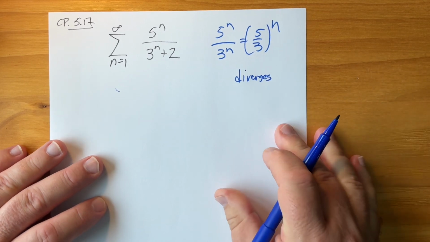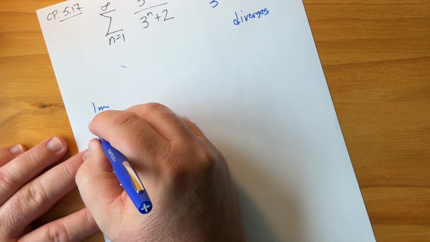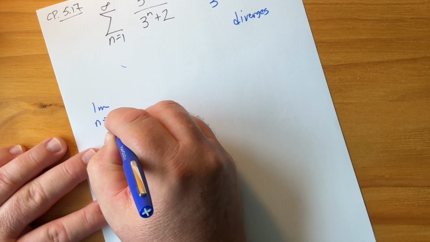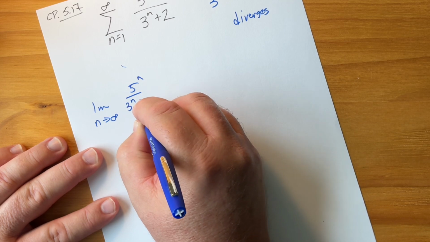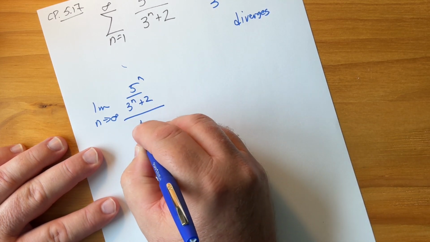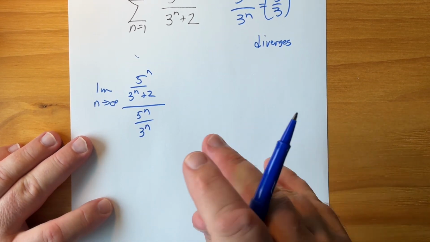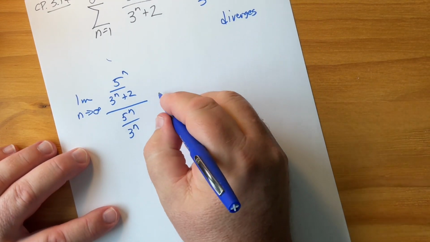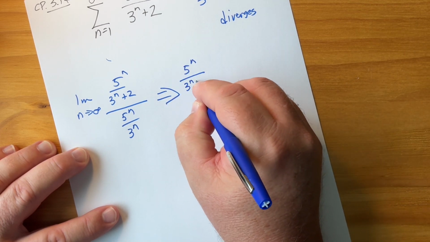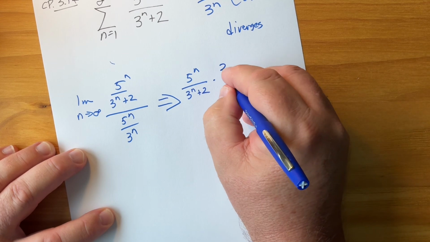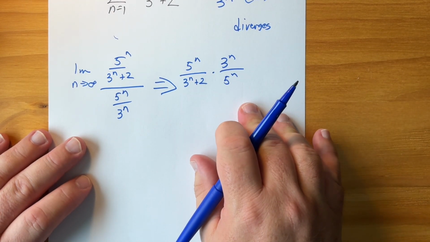We know that, okay? So then let's plug in. So I'm going to get the limit as n goes to infinity of 5 to the n over 3 to the n plus 2, all over 5 to the n. I'm going to break this apart again so we can see it easily, like that. I'm going to flip these. So this turns into 5 to the n over 3 to the n plus 2 times 3 to the n over 5 to the n. You see those cancel, right?